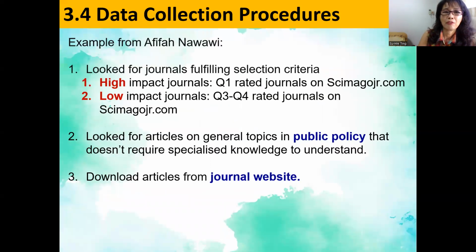We move on to 3.4, data collection procedures. I take an example from my master's student. Remember, this is collecting the data. She was collecting journal articles for analysis. Collecting means finding things from out there. What did she do? 1, she looked for journals fulfilling selection criteria. And 2, after she found the journal, she looked for articles inside them on general topics.